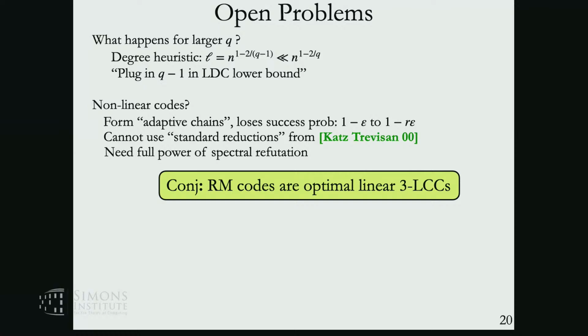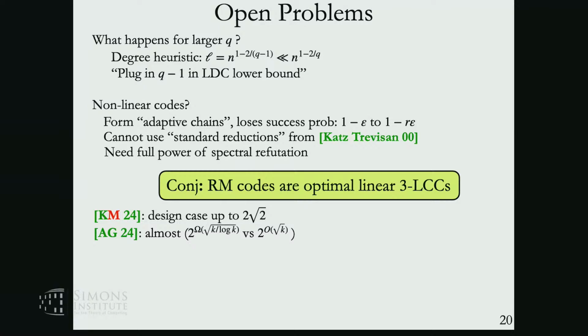And I want to return to this conjecture that I had earlier, that Reed-Muller codes are potentially optimal linear 3 LCCs. And we've proven this essentially in the design case up to this 2 root 2 factor in the exponent. And Omar and Venkat have essentially almost proven this for general linear 3 LCCs. They just are up to this root log k factor in the exponent. And as I mentioned, this is perhaps inherent from this rainbow cycle bound problem.